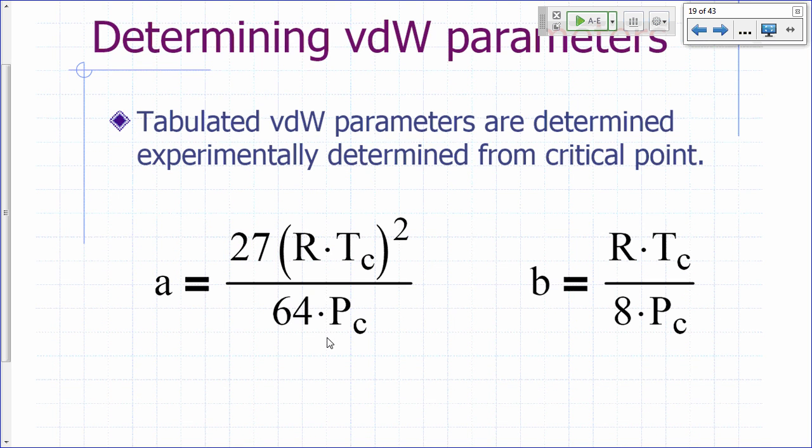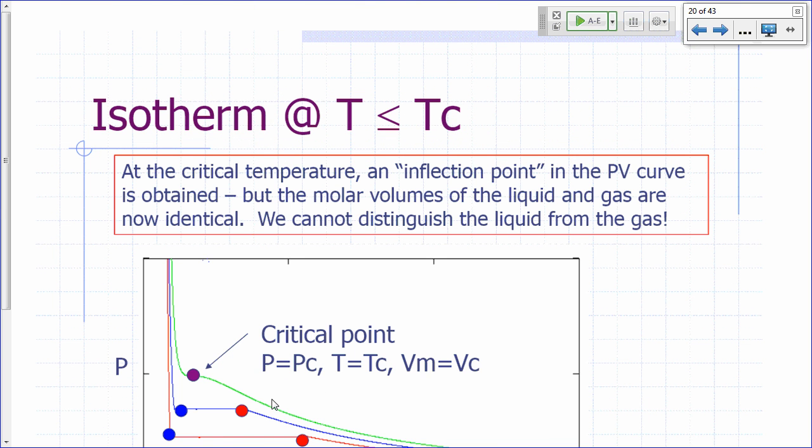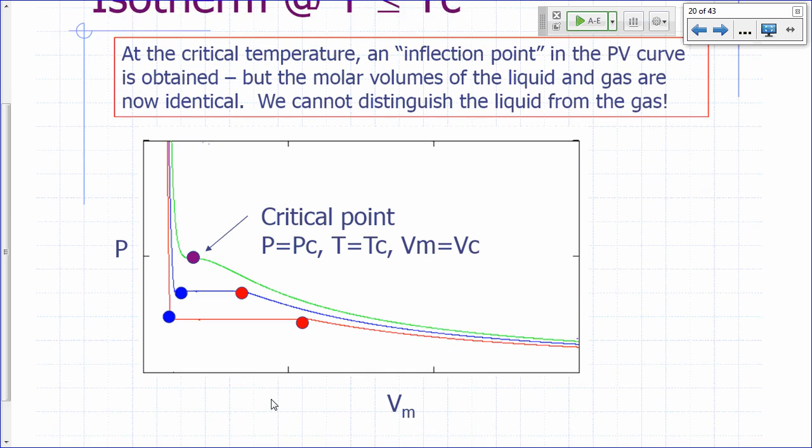Now, if you're wondering where they get these van der Waals parameters, the A and B, they calculate them from the critical point. Okay, the experimentally determined critical point of your substance. So T sub C here is the critical temperature, the temperature at the critical point, and P sub C is the critical pressure. It's the pressure at the critical point. So how is the critical point determined? Let's look at a PV diagram again to illustrate how the critical point of a gas is determined.